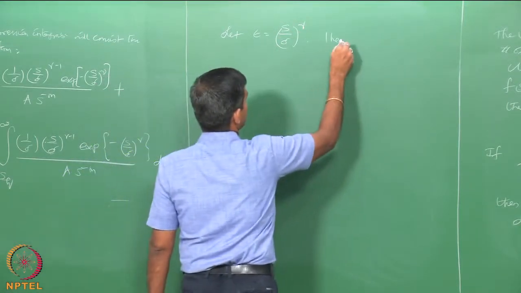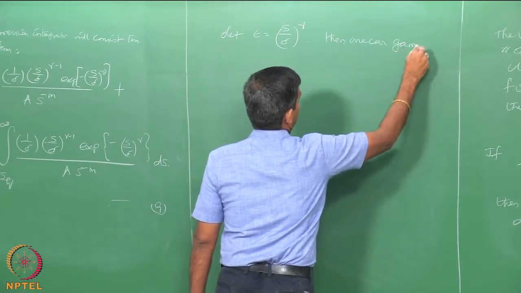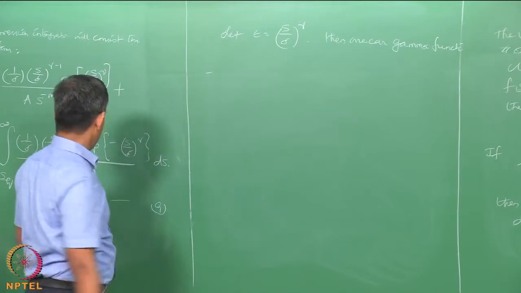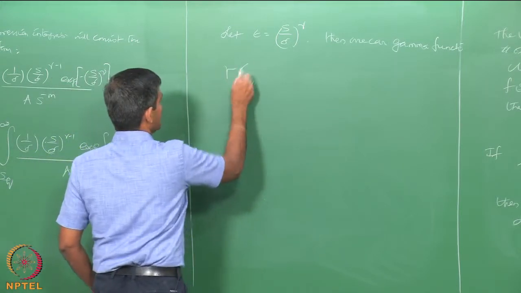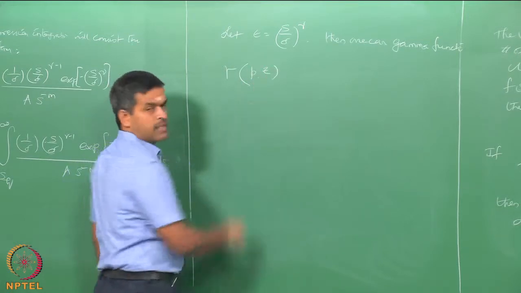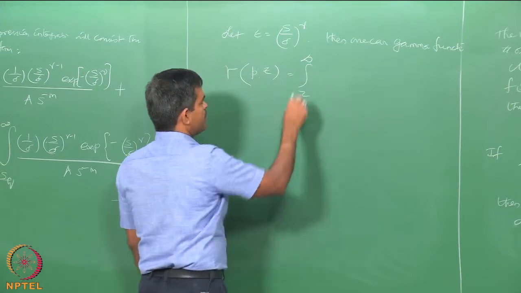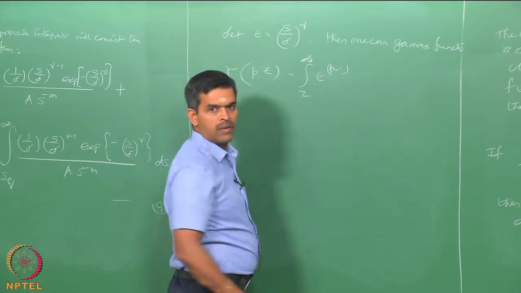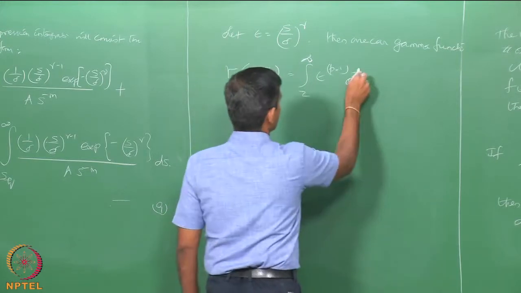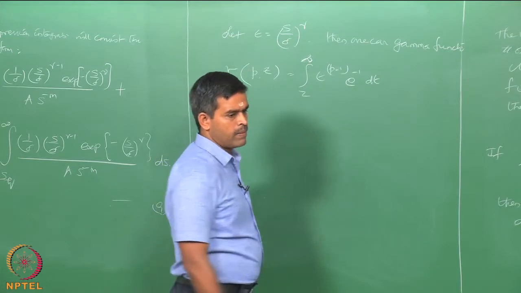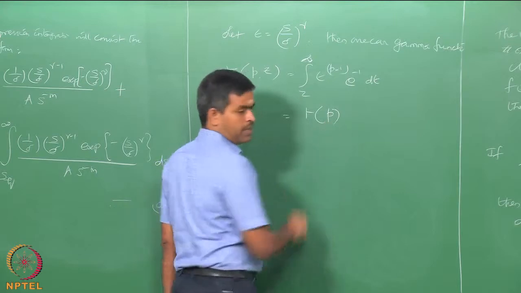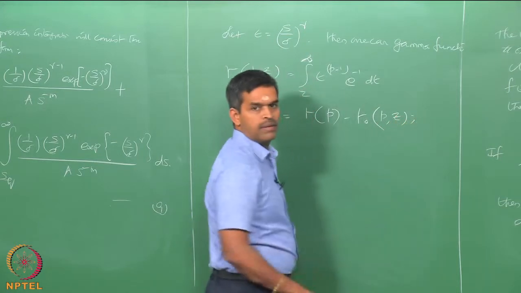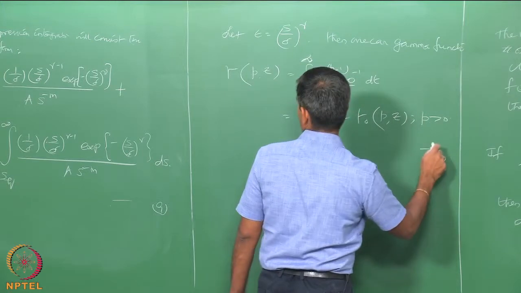Then one can use gamma functions. Then the integral in equation 9 can be replaced as, let us say, the gamma function of p and z, which is the integral from z to infinity of t to the power of p minus 1, e to the power of minus t dt, which can also be said as gamma of p minus gamma 0 of p and z, provided p is greater than 0. Equation 10.